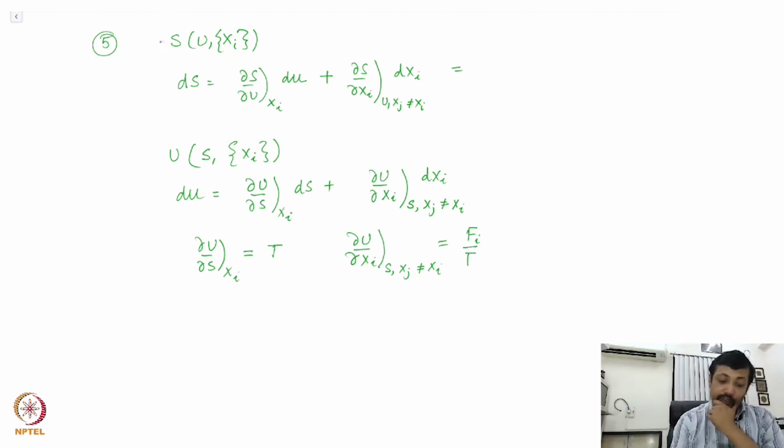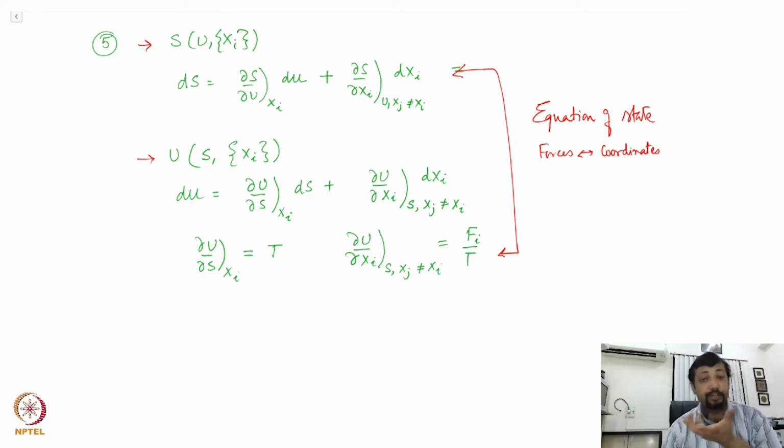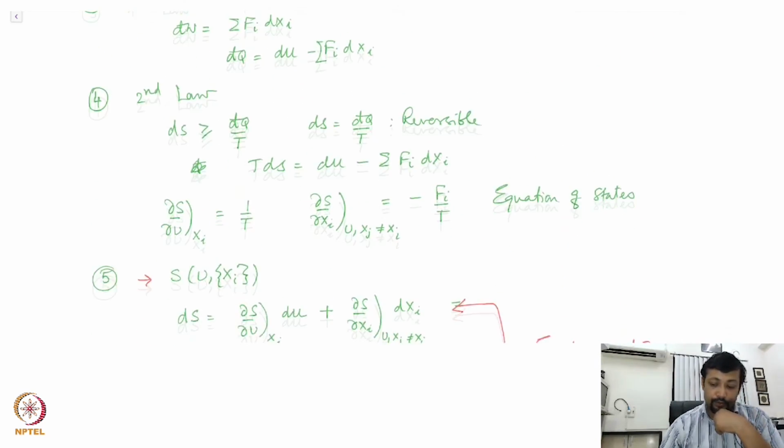So essentially, given these two relations, you can derive the equation of state that relates the forces with the coordinates, right? For an ideal gas, this would be like PV equal to NkBT and U is equal to 3/2 NkBT. Okay, so now we have mostly covered this part.